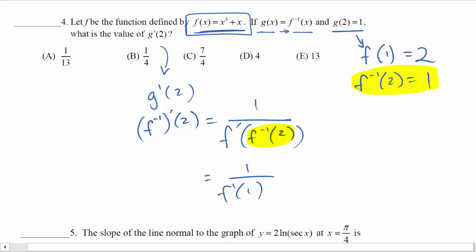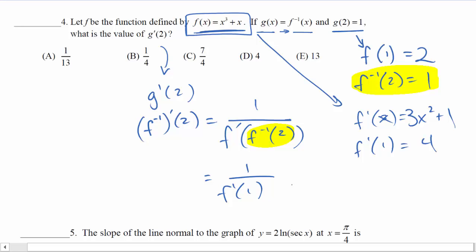F prime of 1, well, I'm given what f is, so I'm going to find the derivative. Power rule. 3x squared plus 1. Let's plug in 1. We get 4. So the answer should be 1/4, B.